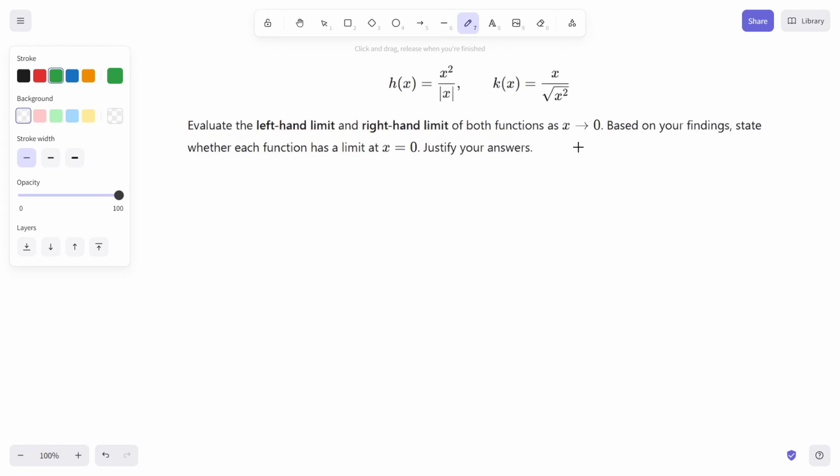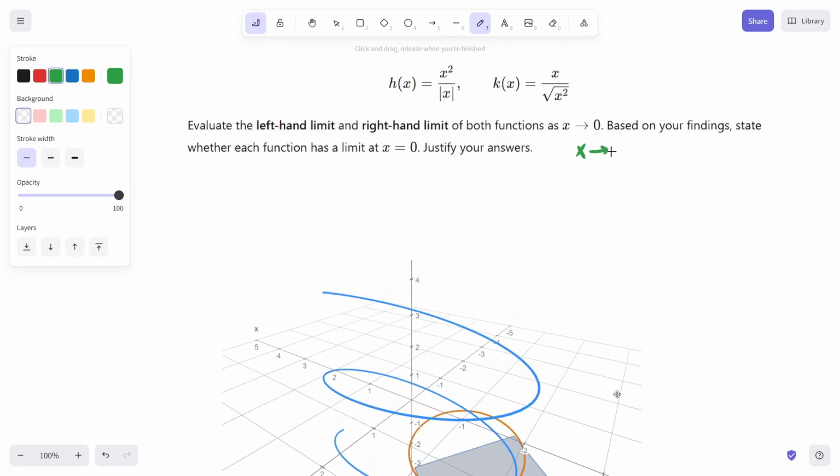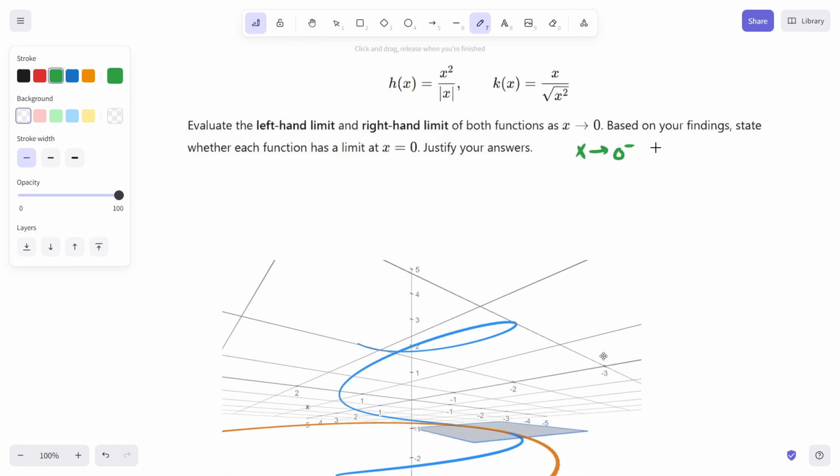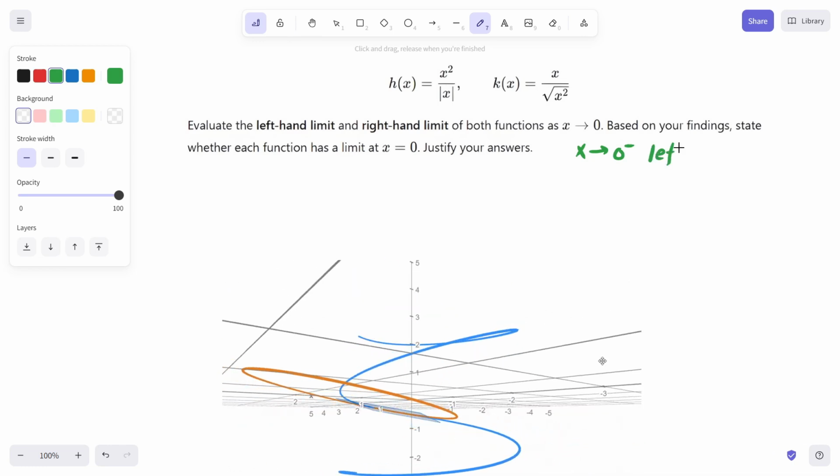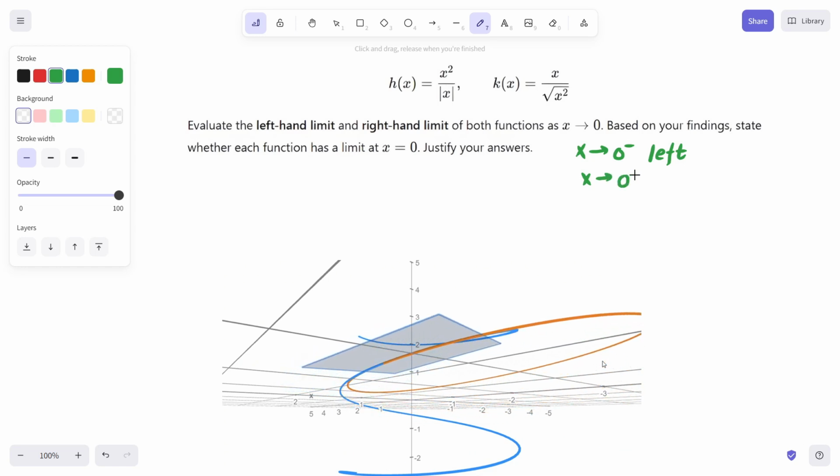Today's question is to consider the two functions. The first function, h of x, is defined as x squared divided by the absolute value of x. The second function, k of x, is defined as x divided by the square root of x squared.